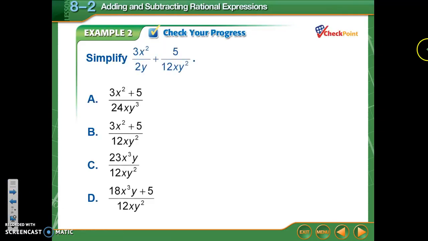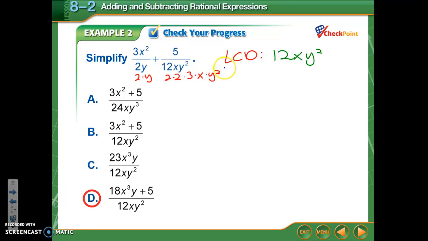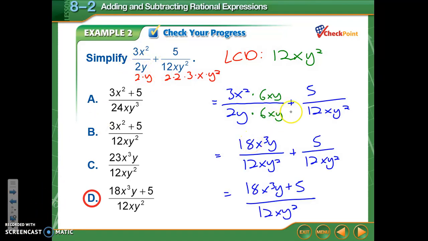Okay, so I want you guys to try this one and see how you do. The answer here should be D. Your least common denominator should have been 12xy squared. So I'm going to multiply each fraction by something equal to 1 that will make my denominator 12xy squared. And here is the process for doing that. So notice in this case, I didn't even have to multiply the second fraction by anything because its denominator was already the least common multiple, or the least common denominator. My first fraction I needed to multiply by 6xy over 6xy.